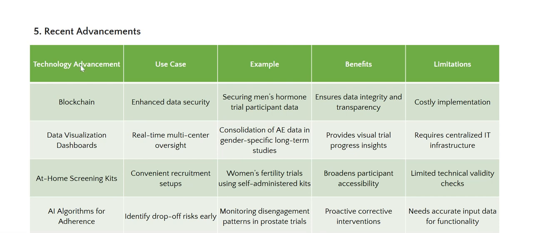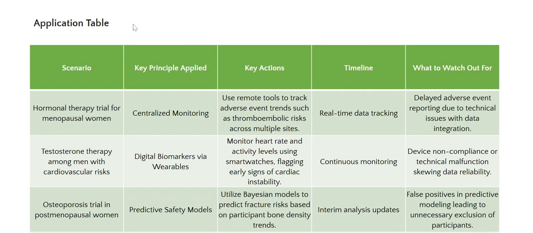Table on recent advancements: technology advancements, use case, example, benefits, limitations. As technology advancements, we have blockchain, data visualization, dashboards, at-home screening kits, AI, artificial intelligence algorithms for adherence, and wearable integrations. Application table: we have scenarios for each key principle applied, key actions, timeline, and what to watch out for.